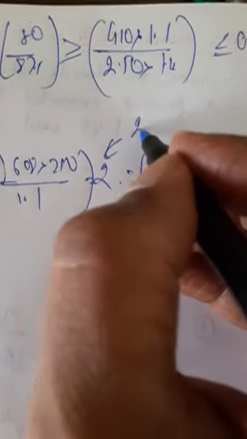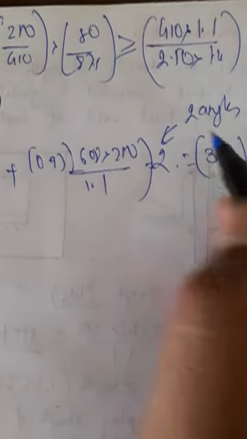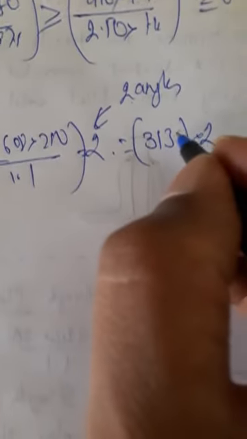You have to multiply it by 2 here because there are two angles, and whatever this equation is there, this equation is for one angle, multiply by 2 to get two angles values. So this is 313.5.